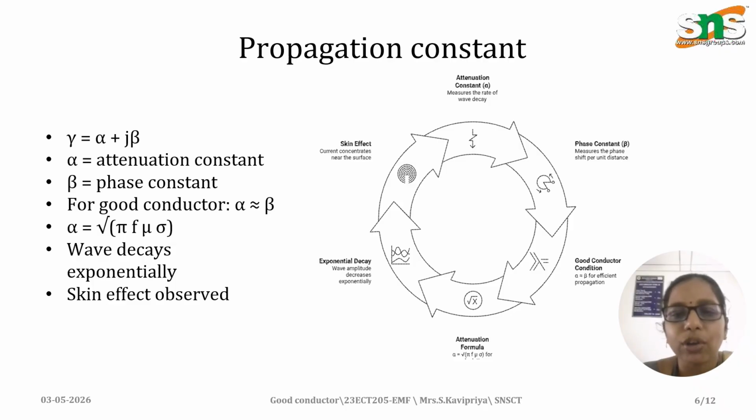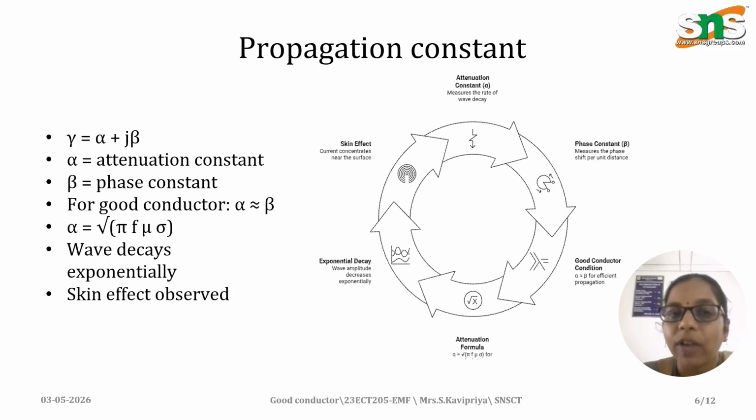Next one is the propagation constant. So the propagation constant is represented as gamma. Gamma is equal to alpha plus j beta. This is a generalized expression where alpha is a attenuation constant and beta is a phase constant. So whenever the wave travels across a medium, there will be a decrease in the amplitude of the wave. So the decrease in amplitude of the wave, we will be calling it as an attenuation.